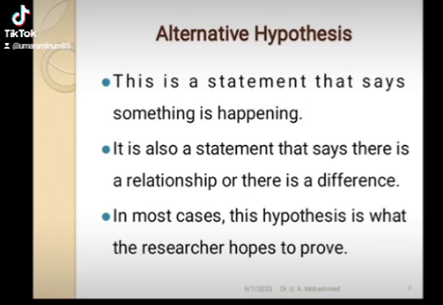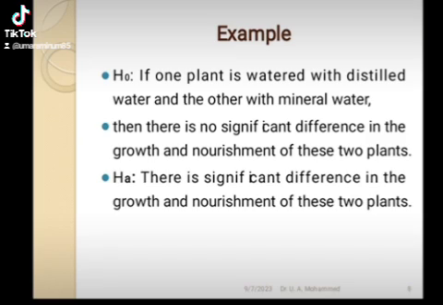The alternative hypothesis, on the other hand, is a statement that says something is happening. It is also a statement that says there is a relationship, or there is a difference, or there is an association. In most cases, this hypothesis is what the researcher hopes to prove. Example: if one plant is watered with distilled water and the other one with mineral water, then there is no significant difference in the growth and nourishment of these two plants is the null hypothesis. And the alternative hypothesis is there is significant difference in the growth and nourishment of these two plants.